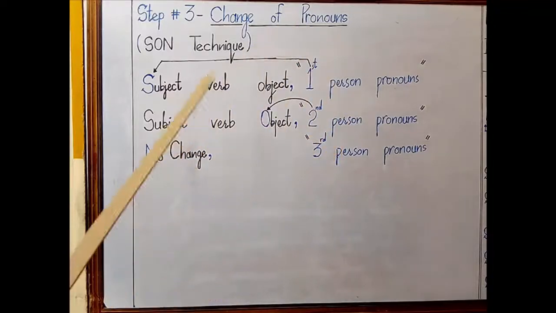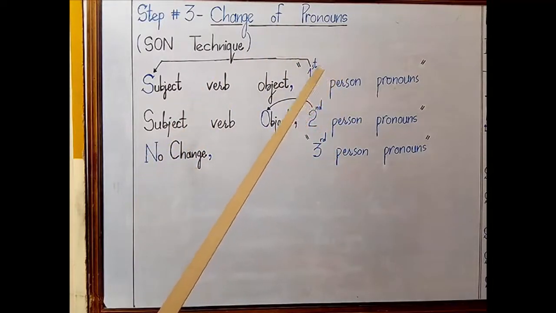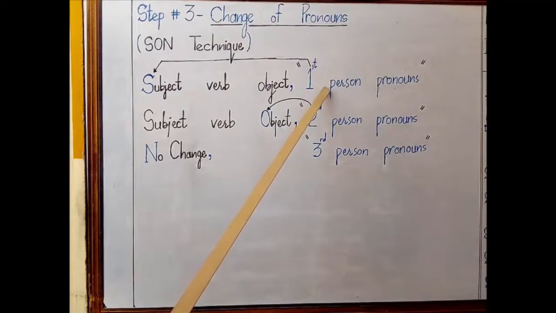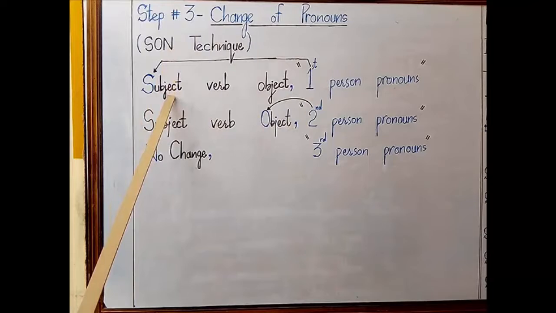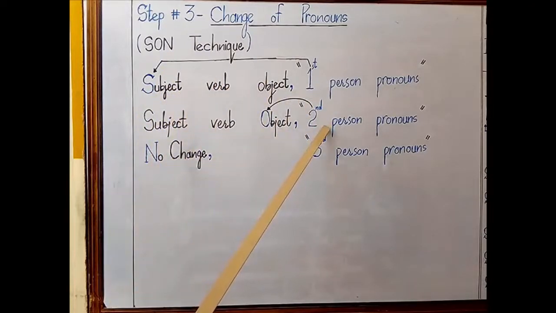I am repeating this whole process again. If you have a first person pronoun in reported speech, you will change this first person from the subject of the reporting speech. And if you have second person pronouns inside the inverted commas in reported speech, you change the second person pronoun from the object of reporting speech. And in the case of third person pronouns, you make no changes. I will now explain with the help of examples.